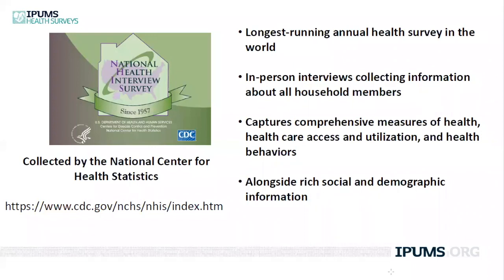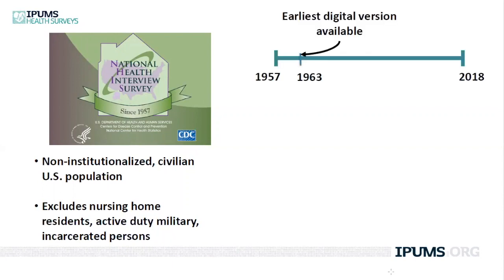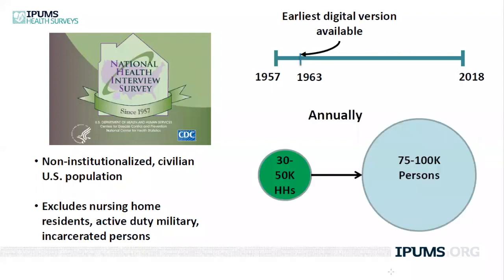The NHIS is designed to be representative of the non-institutionalized civilian US population. It cannot be used to study nursing home residents, active duty members of the military, or incarcerated persons. Although the NHIS has been collected since 1957, only the 1963 and later samples have been preserved and digitized. Each year, data are collected for somewhere between 30 and 50,000 households and between 75 and 100,000 people.